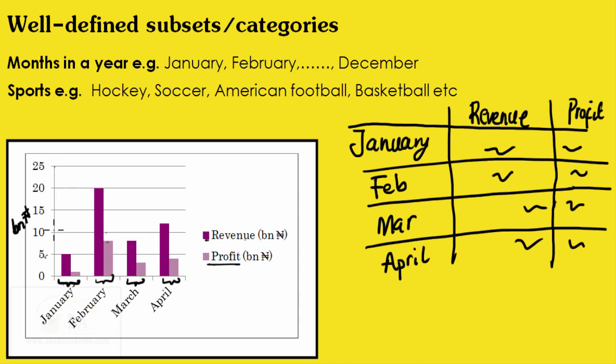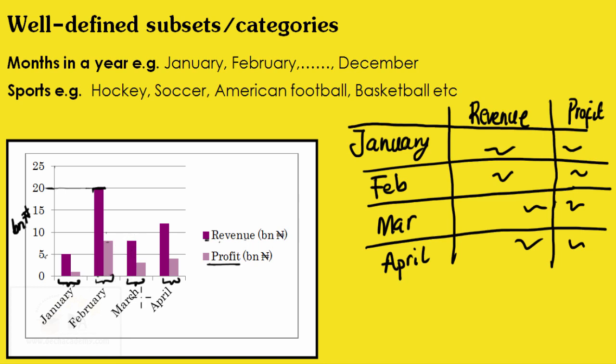So say you were given this bar chart and you were asked to find the revenue for the month of February of this company. All you have to do is go to the month of February. So these two bars represent either the revenue or profit for the month of February, and then you go to the bar representing revenues, which is the darker purple bar, and you just have to read off the revenue amount from the vertical axis, and as you can see, the height of the bar corresponds to this 20, and this 20 represents 20 billion naira. So that's the revenue for the company in the month of February.